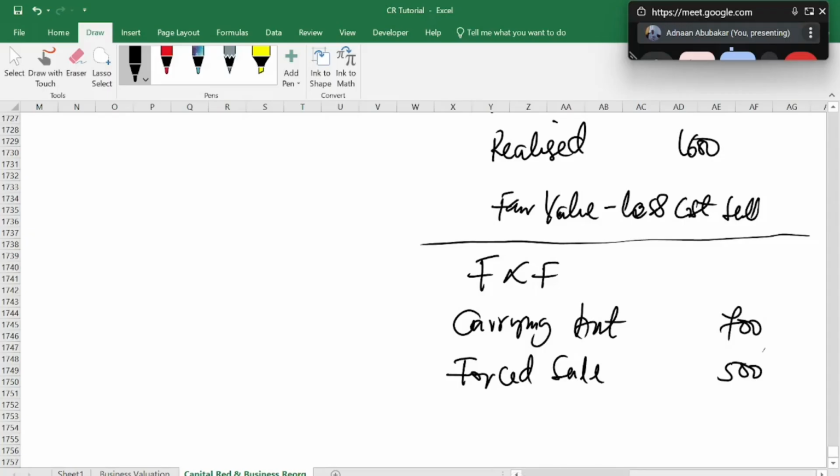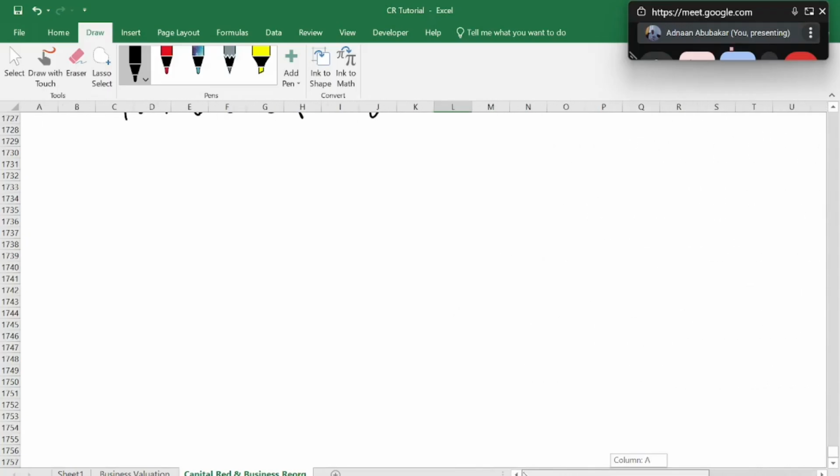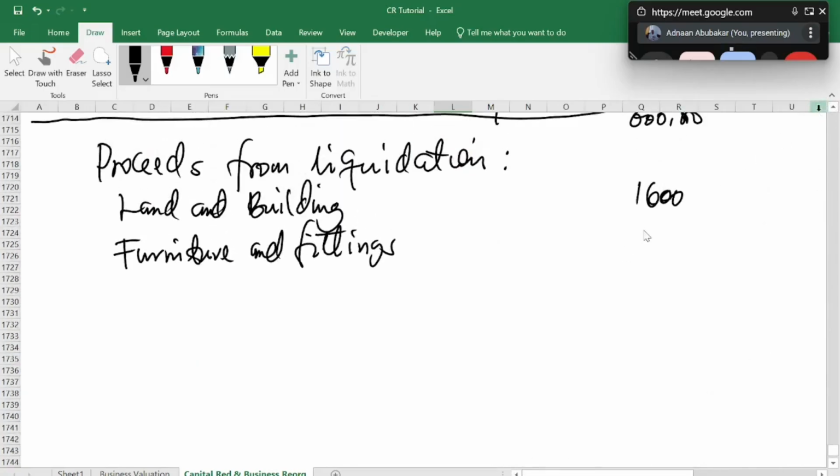So that brings the forced sale. Between these, which one are you going to pick? The forced sale is what we are going to receive. So you pick that one and bring it here, 500. Good. The next item is what? Equipment. Good.